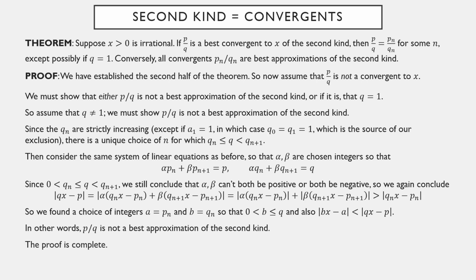That completes the proof. Other than the possible exception of Q equals 1, convergents and best approximations of the second kind are exactly the same thing.